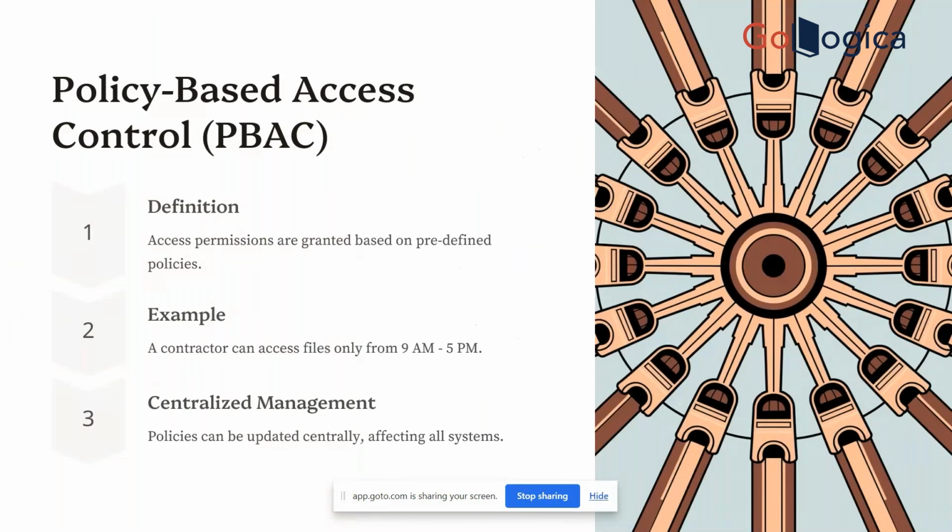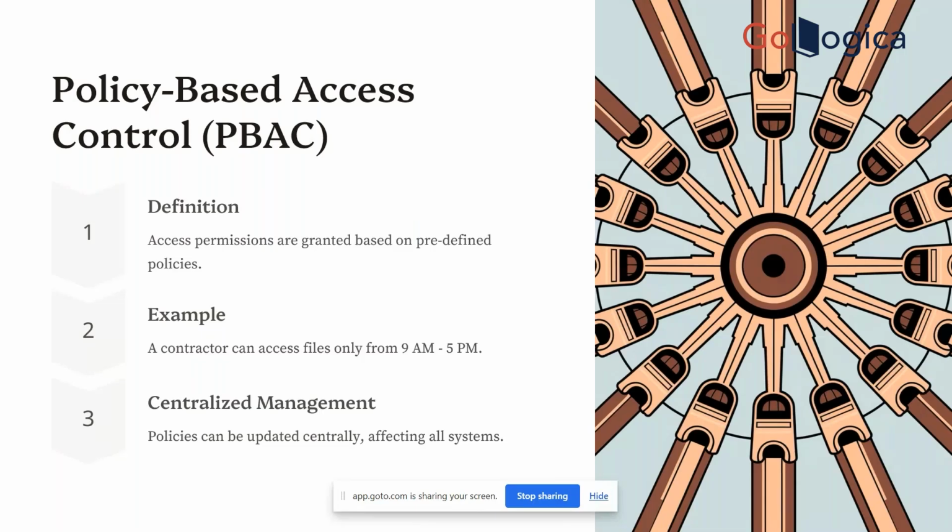Now there is a third term, policy based access control. The first term is RBAC, the second is ABAC, and the third is PBAC. PBAC basically means policy based access control. On the basis of policy, we are granting some access. Access permissions are granted based on predefined policies. Predefined policies are already defined, and we are giving permission or access on the basis of them.